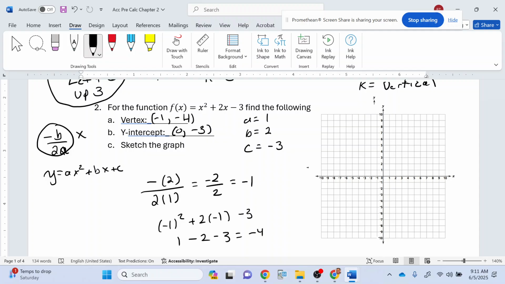Sketch the graph. Usually you would make a table with x and y's. I would recommend putting the vertex in the middle. So I know the vertex is negative 1, 4. Then I would fill out this 0 and positive 1, and over here, negative 2, negative 3. And then fill out these y values by plugging them in. So negative 3, negative 3, 0, 0.